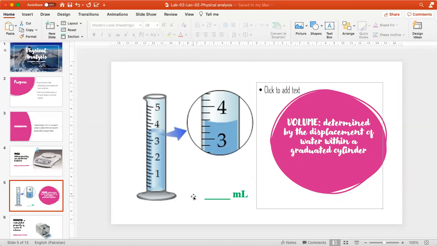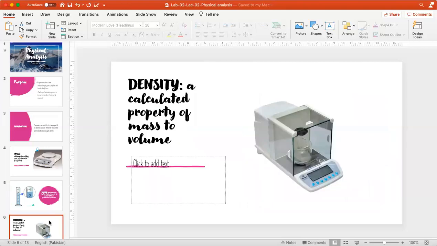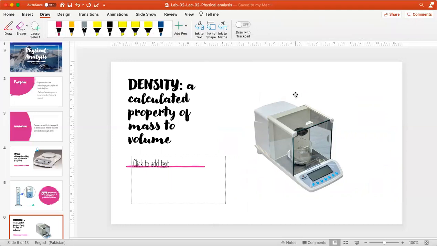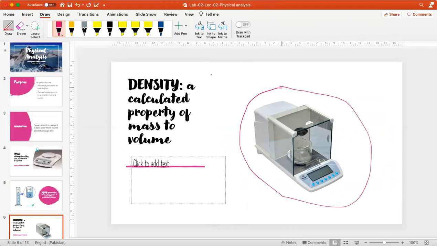Next is the property density. Density is equal to mass over volume. This is the apparatus which we normally use to determine the density. And you know that density is always equal to mass per volume, right?